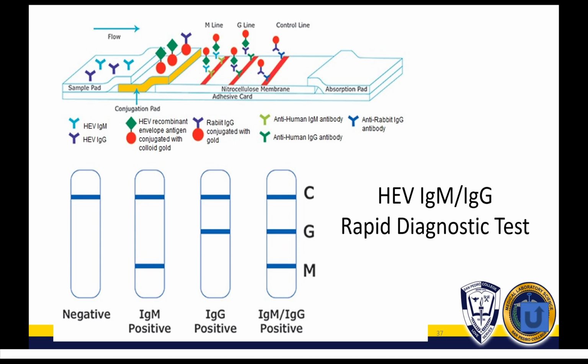But if after testing there is no line in C, that is invalid because most probably the kit is already expired or the kit is already contaminated or the kit is no longer working. Okay, that is the indication when there is no line in the C region. Okay? I hope that's clear.